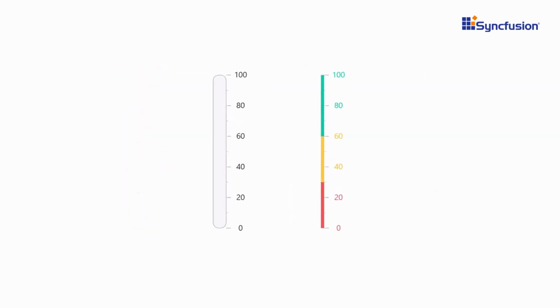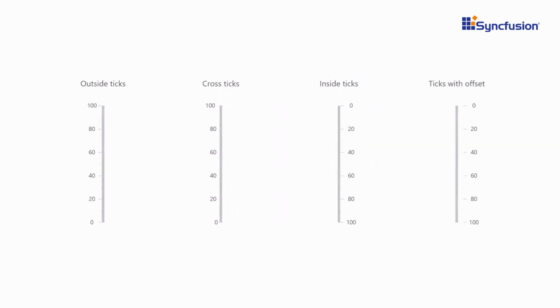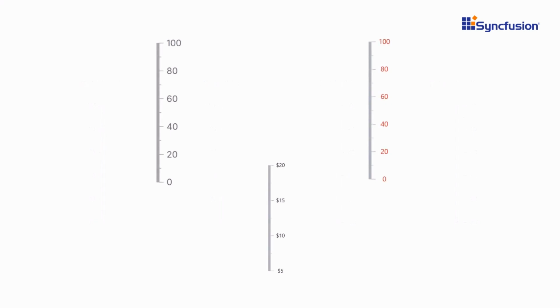Want to go deeper? You can style the axis line by changing its height, width, color, or offset. The ticks, those little markers along the axis, can also be tweaked. Labels are just as flexible. You can control their size, color, and format.